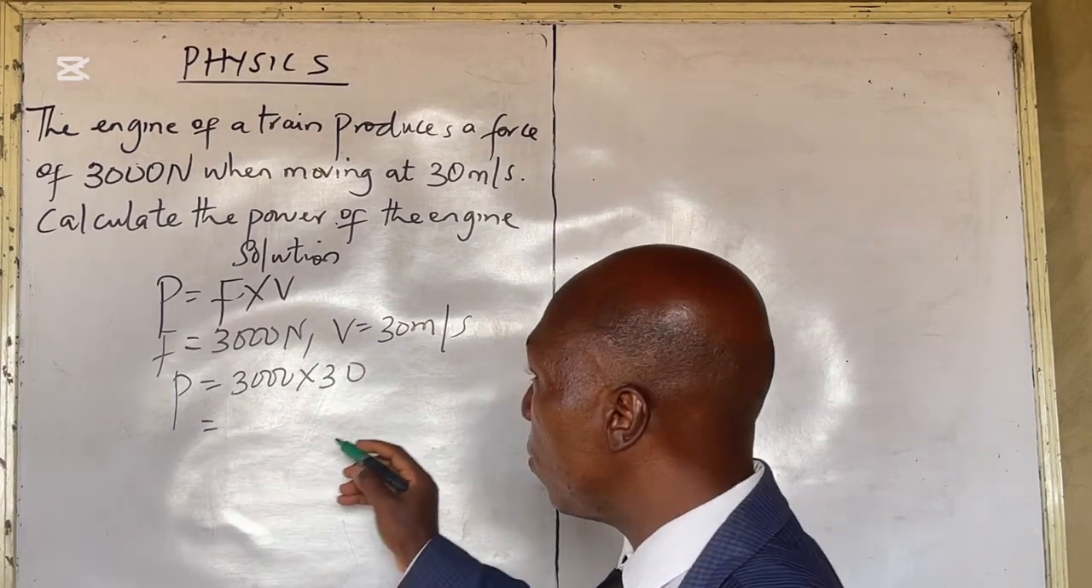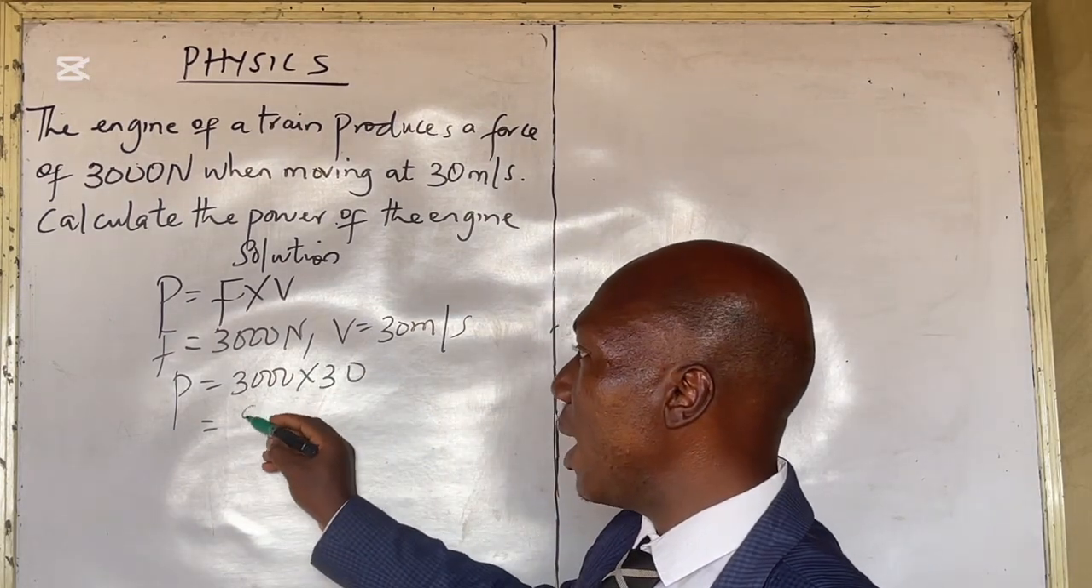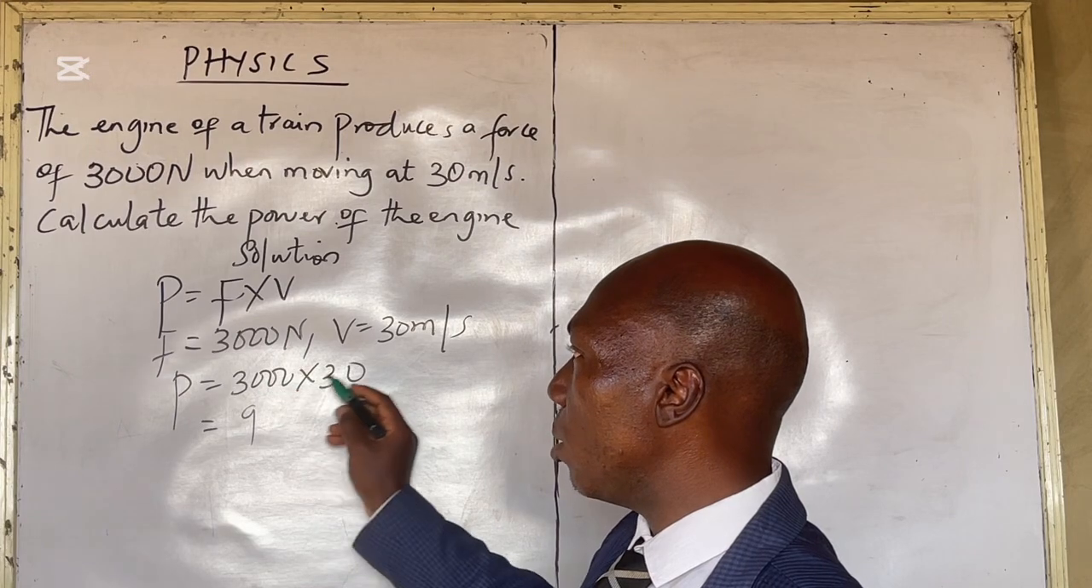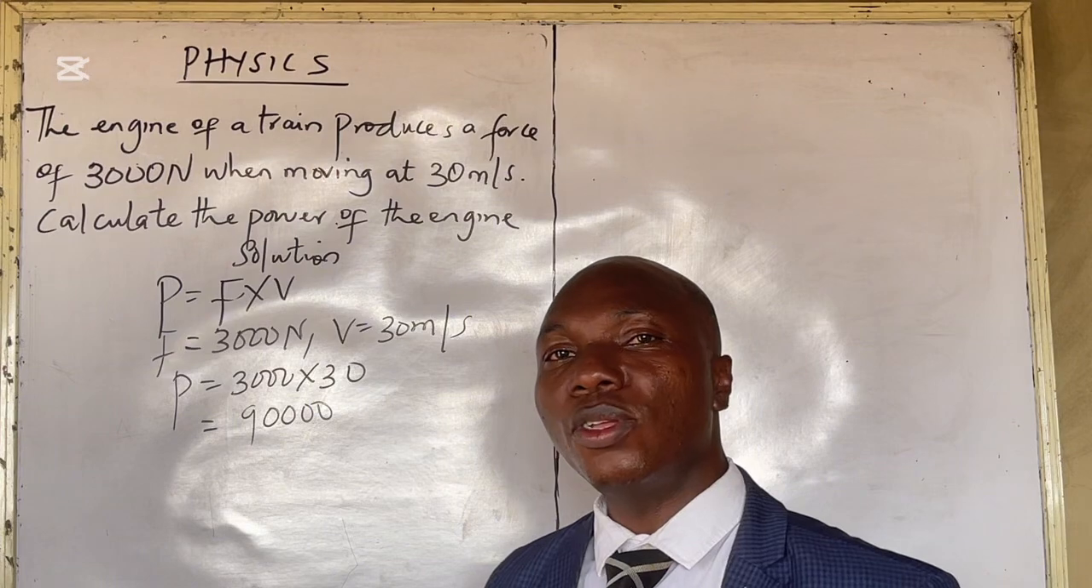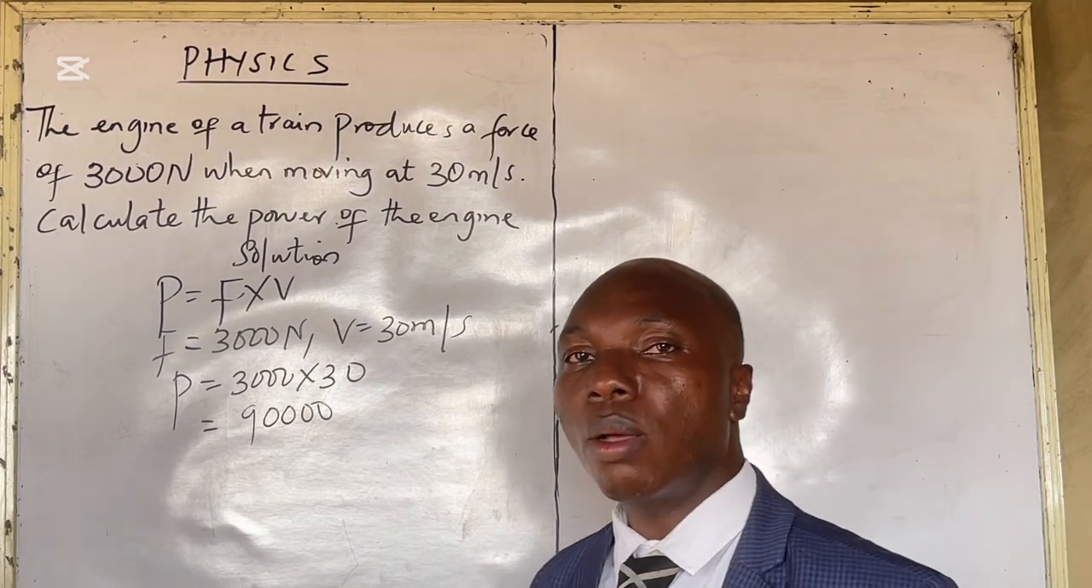So that will give you 3 times 3, 9. How many zeros? 1, 2, 3, 4. What is the unit of power? The unit of power is watts.